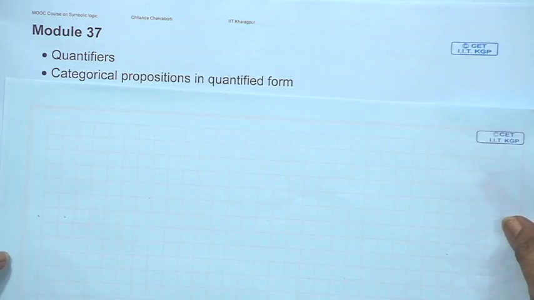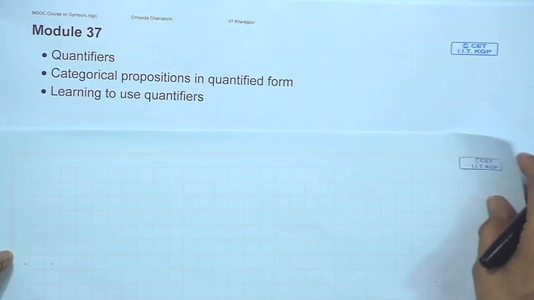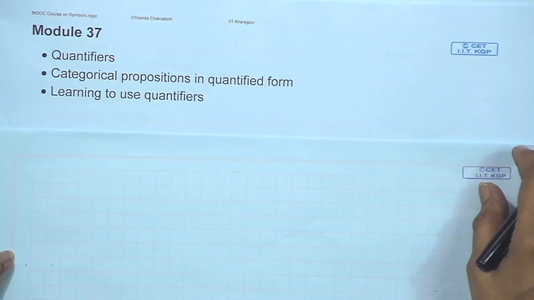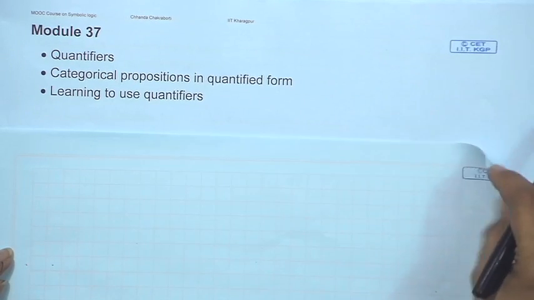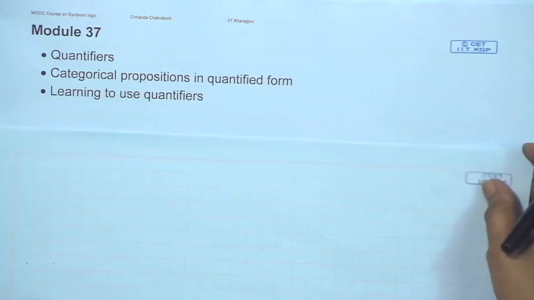And then we are going to take on the categorical propositions, and we will try to apply the quantifiers with them. And in general, we are going to learn how to use the quantifiers. Okay, so, this is what we are going to discuss in this module 37. Quantifiers, the name itself should tell you what they are, and why we are introducing them will become clearer as we start the operation with them.